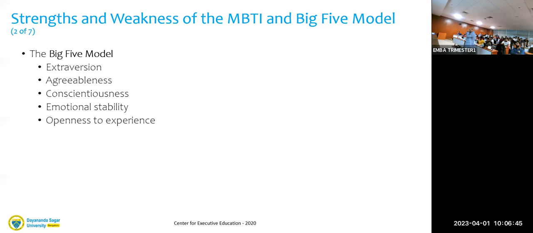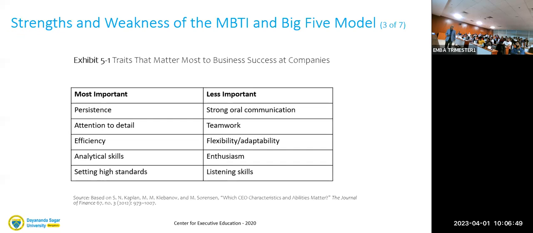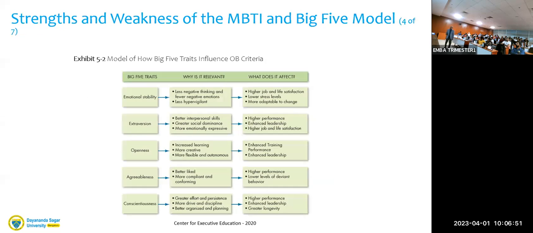Okay. So let's move on. It's very interesting, so you can please read this. I think it's very small, so what it says is that it talks about the different 5 traits and says why is it relevant. For example, emotional stability: less negative thinking and fewer nervous emotions, less hypervigilant. What is hypervigilance?